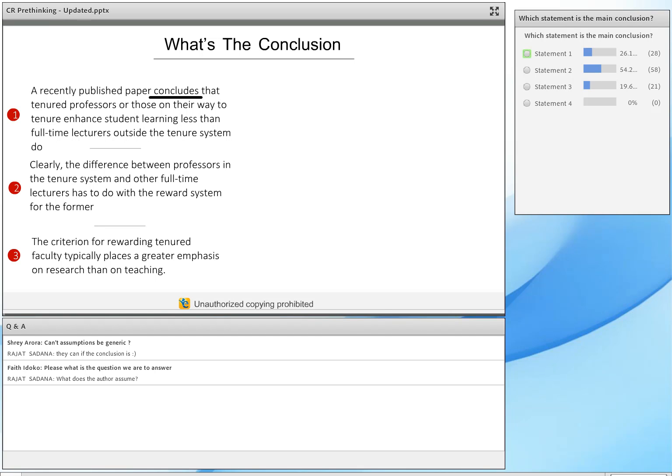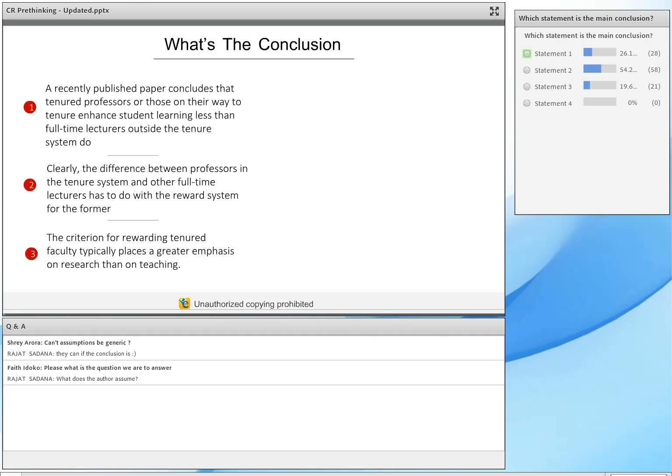No, remember, the main conclusion in an argument is always by the author. Over here, this conclusion is by a published paper. It's not by the author. Okay. Statement number 1 over here is a fact. Statement 2, which is clearly the difference between professors in the tenure system and other full-time lecturers, has to do with the reward system for the former. That is your main conclusion. Why? Because this is what the author is trying to make you believe.